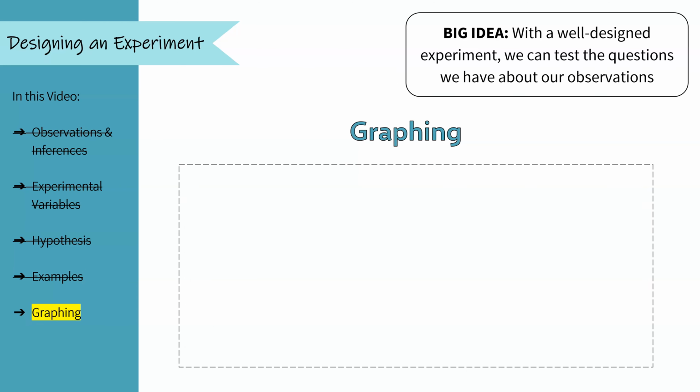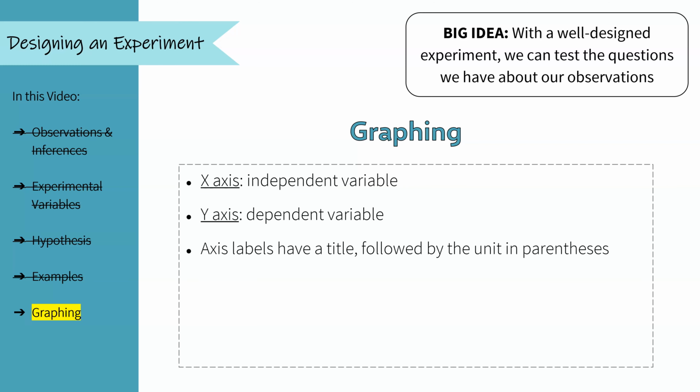Finally, let's talk briefly about some graphing principles. On our x-axis, we'll always put our independent variable, and on our y-axis, we'll always put our dependent variable. And when we write those, we'll include the title followed by a unit in parentheses. So for temperature, I would write temperature as my title, and then probably degrees Celsius as my unit in parentheses. I'll show you this in a minute.